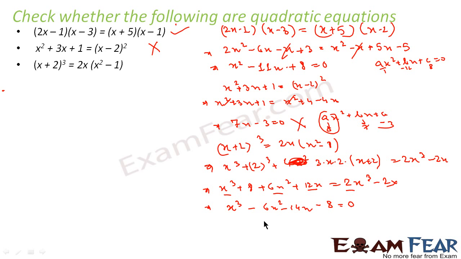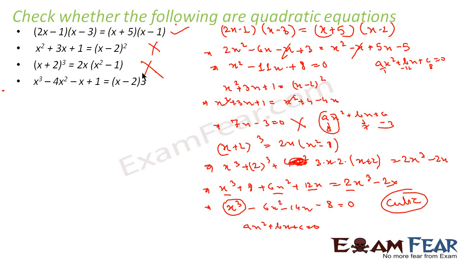If you compare this with ax square plus bx plus c is equal to 0, there is one more component, x cube, and we know that for an equation to be quadratic, the maximum power is 2. This is not quadratic. This is what? This is a cubic equation. Why? Because the maximum power is 3. So this is also not a quadratic equation. Let's take one more example.